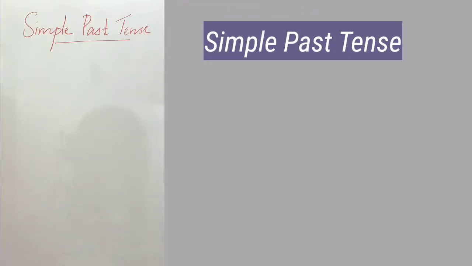All our grammar class. Today we have the simple past tense. How to form the simple past tense? The second form of the verb: V1, V2, V3. Here V2 is the past tense of the verb. Here we must discuss regular verbs and irregular verbs.